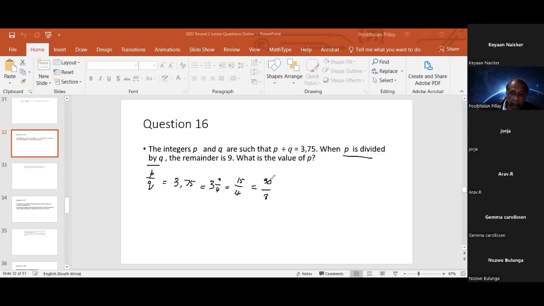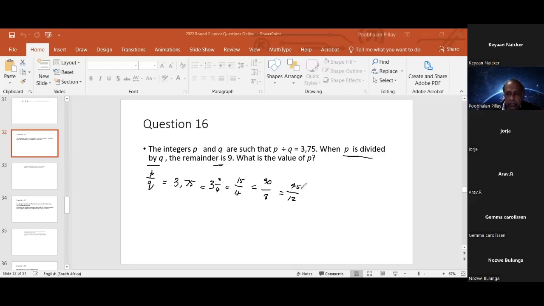Here, when you divide 30 by 8, 8 goes into 33 times, 24. The remainder is 6. All right, so let's go on. If you multiply 15 over 4 by 3, you get 45 over 12. And in this case, 12 goes into 45, 3 times, 36, and the remainder is 9.